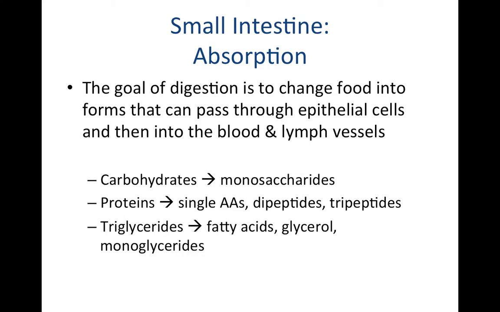Carbohydrates need to be broken down all the way into their monosaccharide basic forms. Proteins need to be broken down all the way into single amino acids, ideally, although you can get dipeptides or tripeptides through. Triglycerides need to be broken down into their individual fatty acids, glycerol, and monoglycerides. So those are the monomer forms of each of these major nutrient groups.